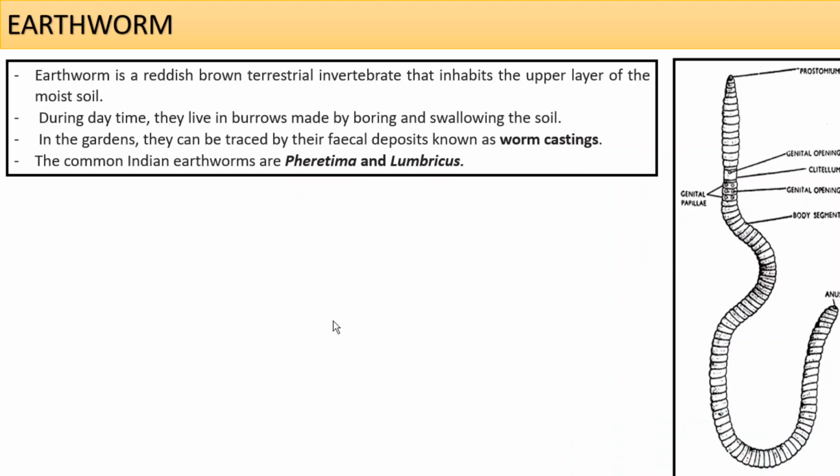Okay, so earthworm, reddish brown terrestrial invertebrate. We have studied earthworm as a part of Annelida. Common Indian earthworms are Pheretima and Lumbricus. Pheretima posthuma is the full name of the common earthworm.